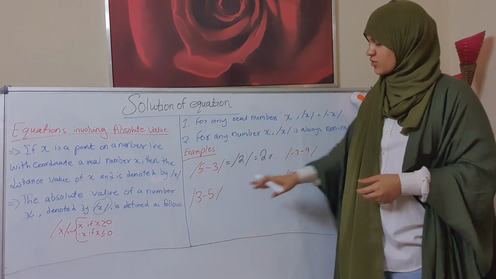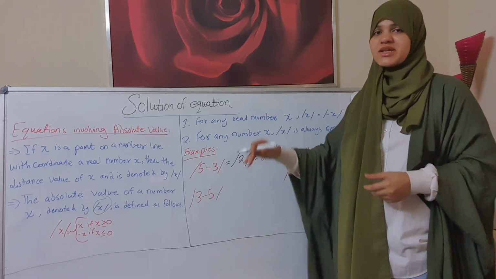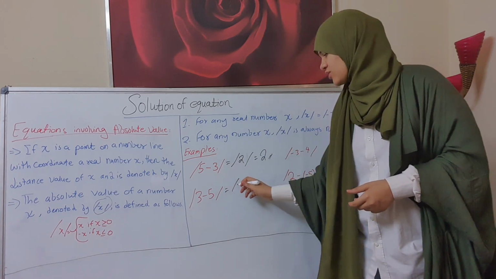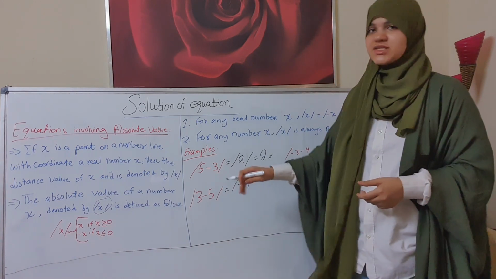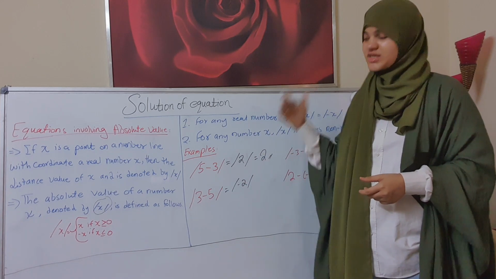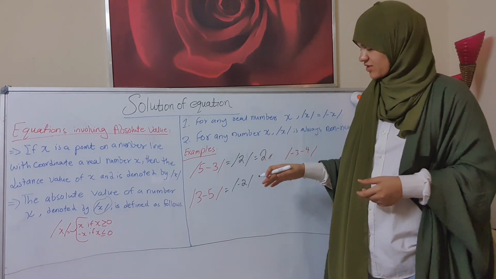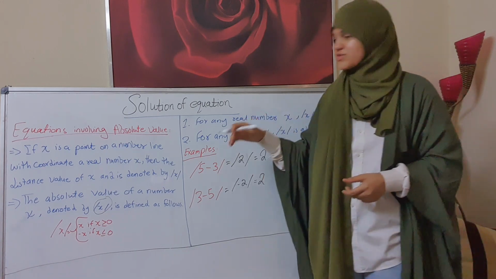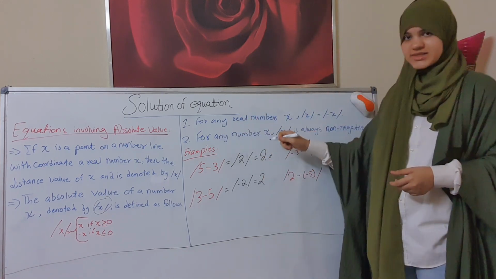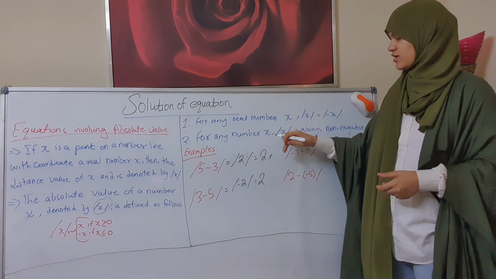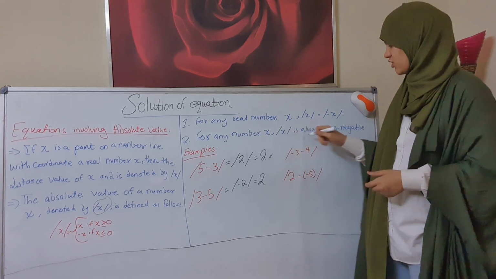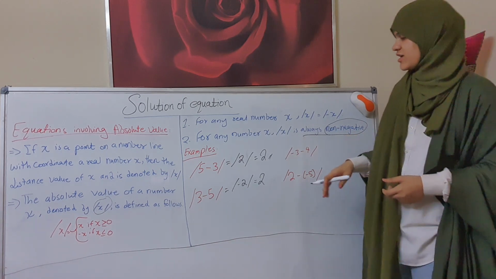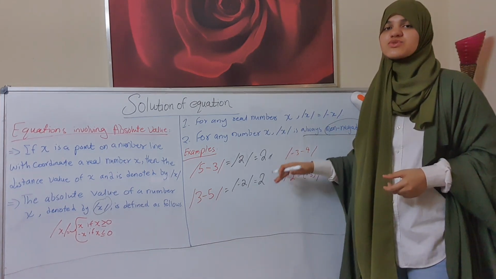Okay, but here what we have is the absolute value of 3 minus 5. So what will that make? The absolute value of negative 2, because the negative comes with the bigger number, which is 5. So negative 2 gives 2, because if you see in number 2 it says for any number x, the absolute value of x is always non-negative. That was for the first 2 examples.